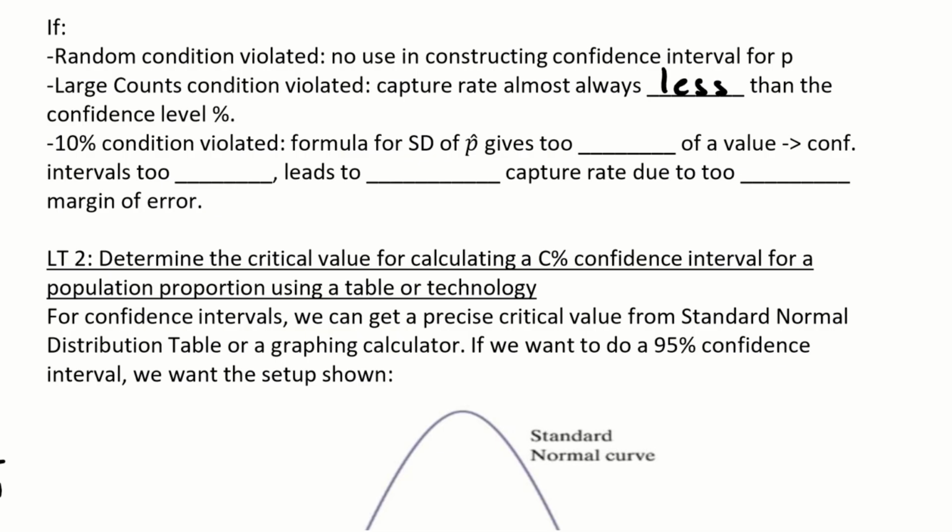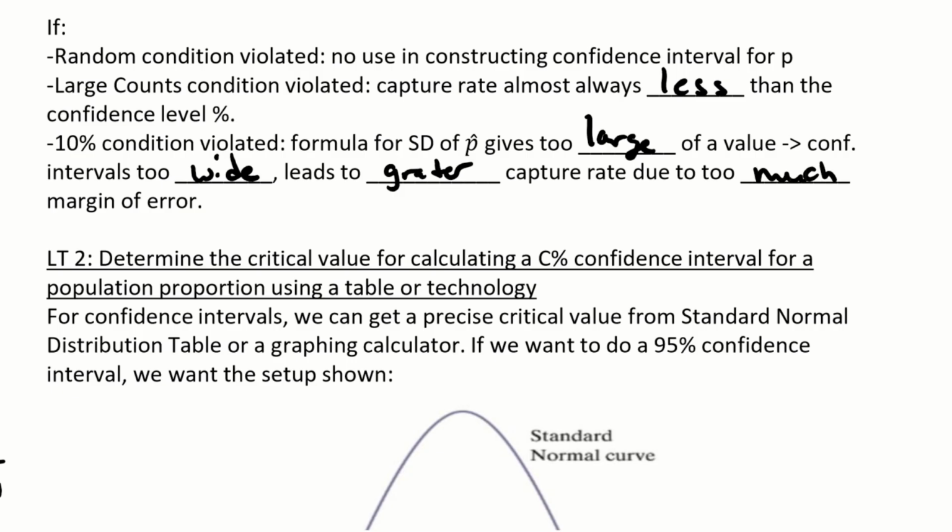If the 10% condition is violated, then that means the formula for the standard deviation of p hat is not going to lead to the correct value. That means the formula is going to give you too large of a value, which means the true value is smaller than what the formula gives. The confidence interval in that case will be too wide when we calculate them, which is going to lead to a greater capture rate due to too much margin of error.